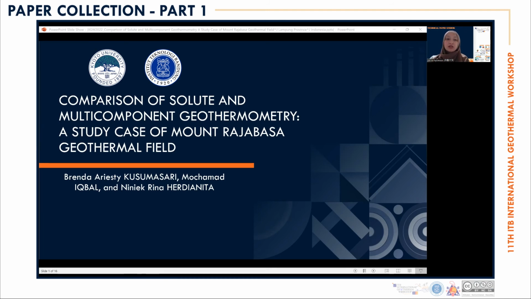Our lab is currently working on a specific geothermal project here in Indonesia. Although the objectives vary within each person, ours is to develop integrated methods for reservoir temperature estimations. One of the methods used in our project is geothermometry, so-called multi-component geothermometry.